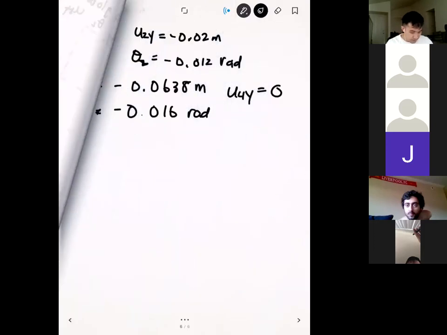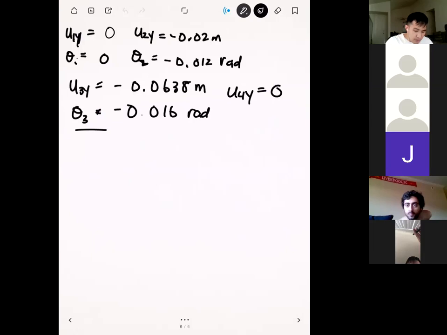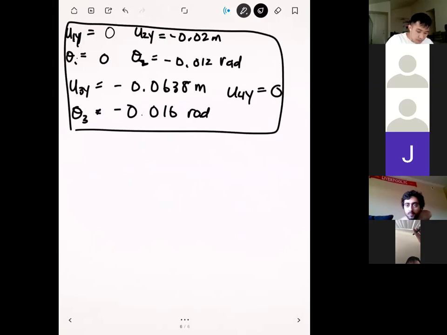Right? And so these are our displacement solutions, or deformations. Okay. And so now that we have the deformations, we can plug this back into our global stiffness matrix in order to find the reaction forces.